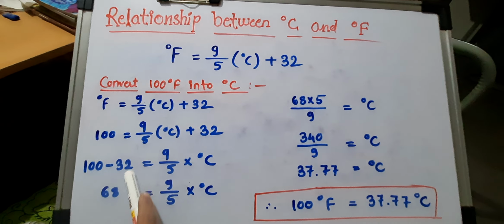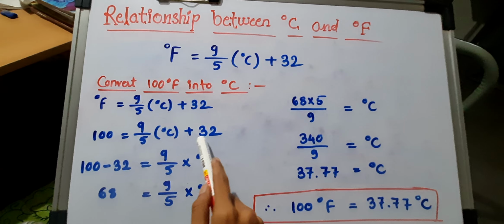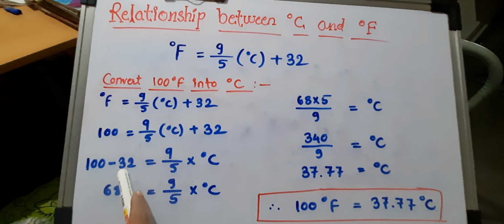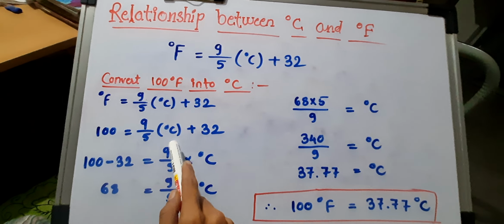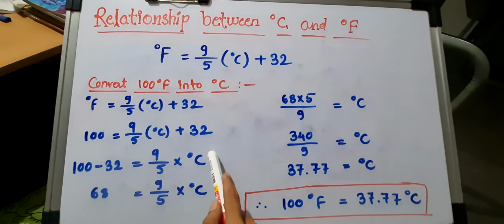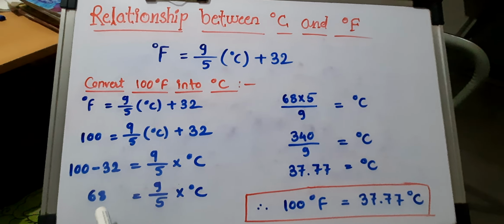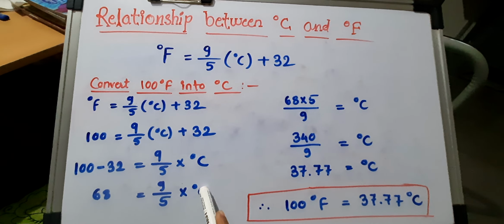So next step is, here on this side this plus 32, when it comes on this side it will become minus 32. Therefore 100 minus 32 is equal to 9 by 5 into degree Celsius. So 100 minus 32 is 68, which is equal to 9 by 5 into degree Celsius.